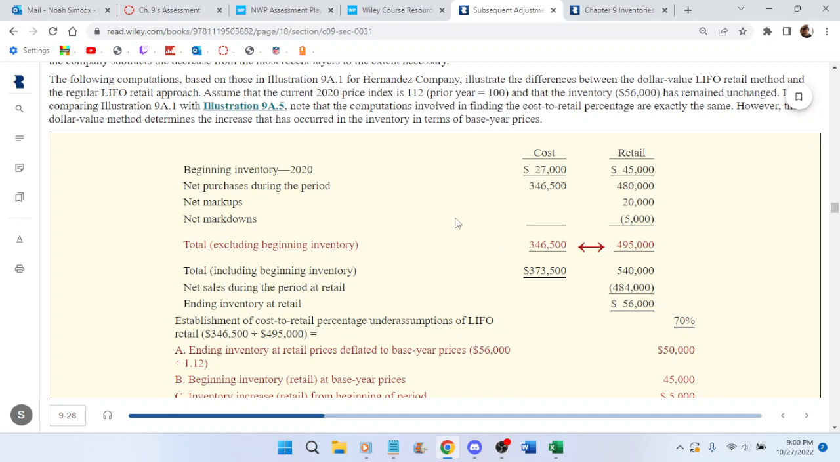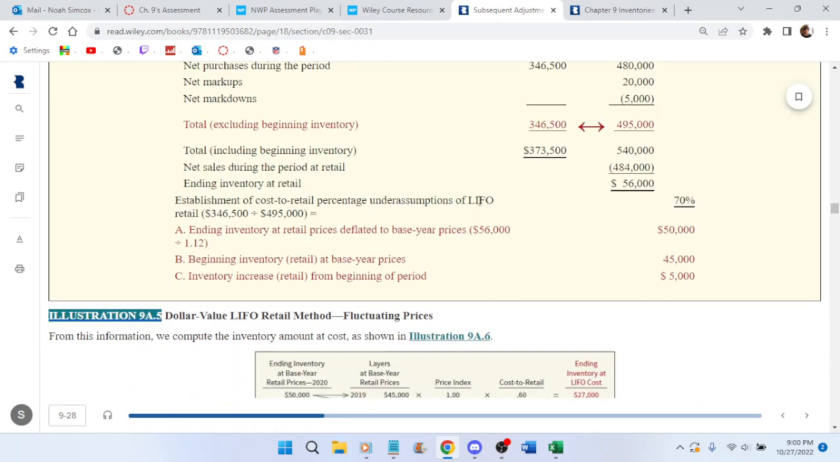Dude, how many times do I have to do this question to fully understand it? What if I already forgot how to do the previous dollar value LIFO thing? Because that was so freaking complicated.